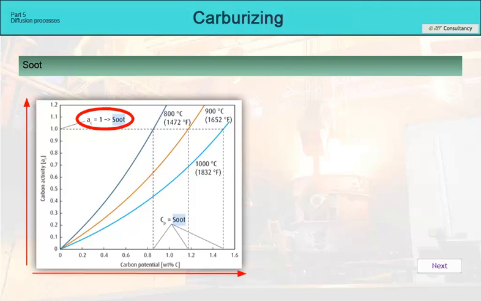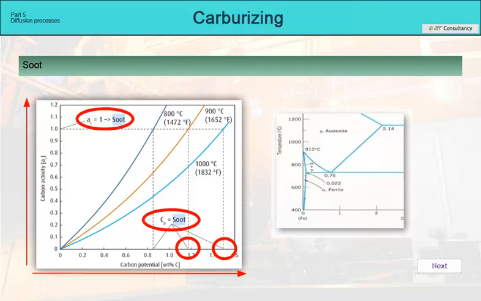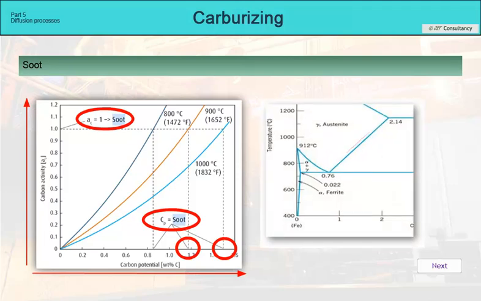For example, at a temperature of 900 degrees Celsius, this critical point is 1.2% carbon potential and increases with temperature to 1.5 at a temperature of 1000 degrees Celsius. This dependence essentially corresponds to the ATM line of the iron-iron carbide diagram and the supersaturation of austenite to the level of iron carbide formation.